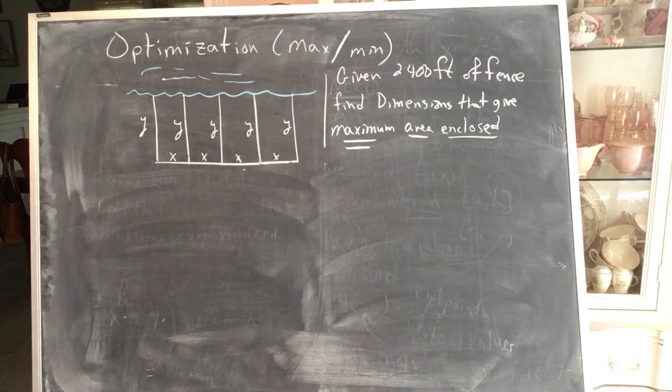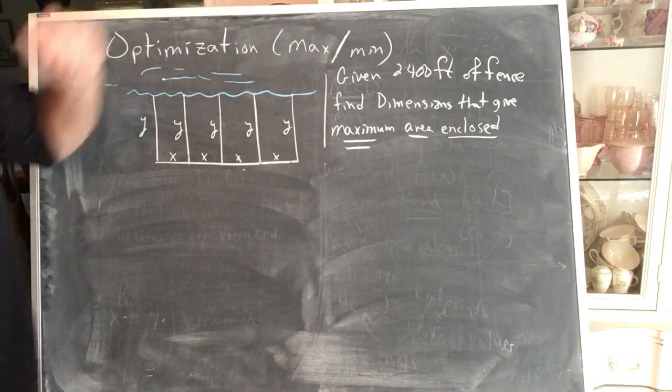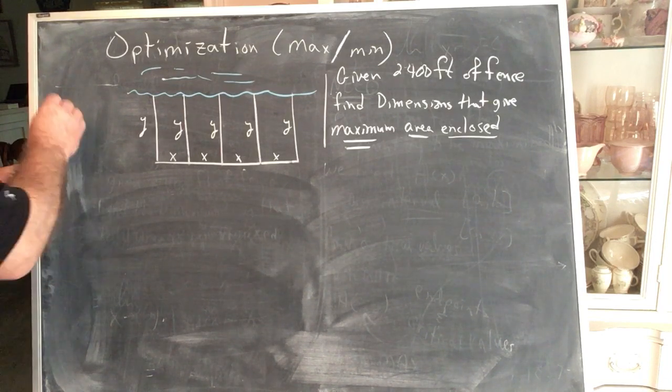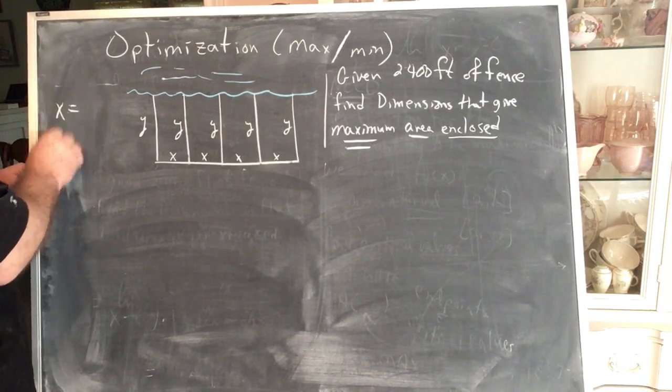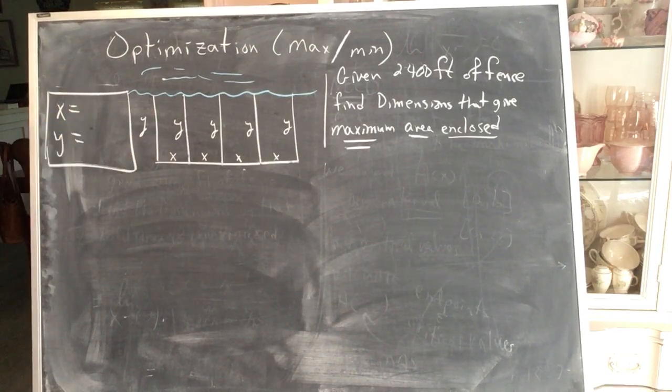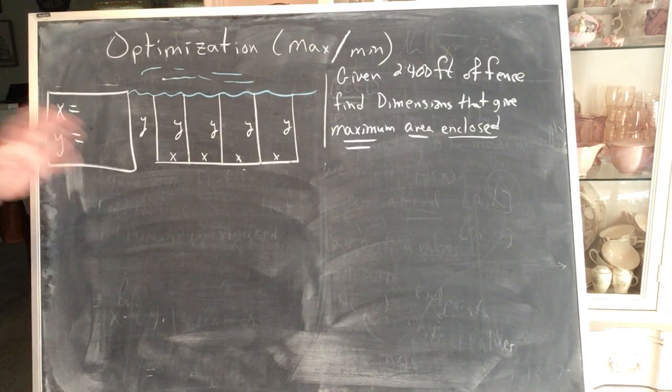Okay, so now we're going to work out the specifics of this problem we kind of brushed through here. So here's the picture. Given 2,400 feet of fence, find the dimensions that give the maximum area enclosed. So our task is to find the dimensions, find the values of x and y. So we're not done until we find those two values. So we'll talk about how the solution goes and the technique for making this happen.